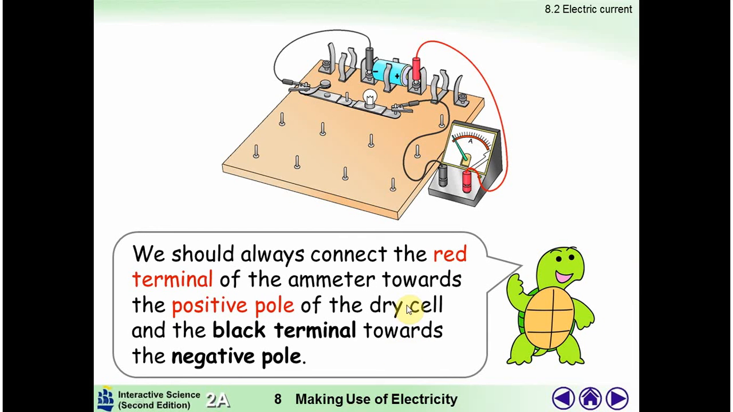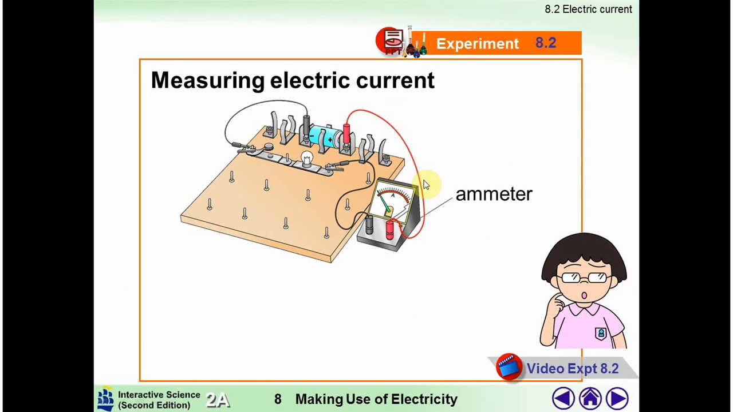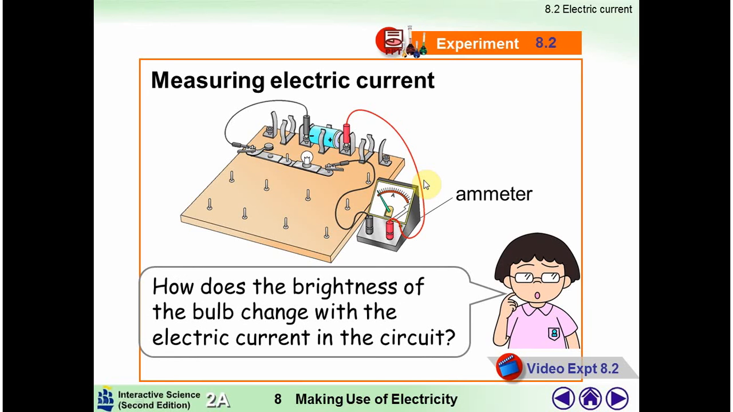And now, let's see how we can connect the ammeter to the circuit. Well, we should always connect the red terminal of the ammeter towards the positive pole of the dry cell, and the black terminal of the ammeter to the negative pole. Now, I will play the video to let you know how the brightness of the light bulb changes with the electric current in the circuit.